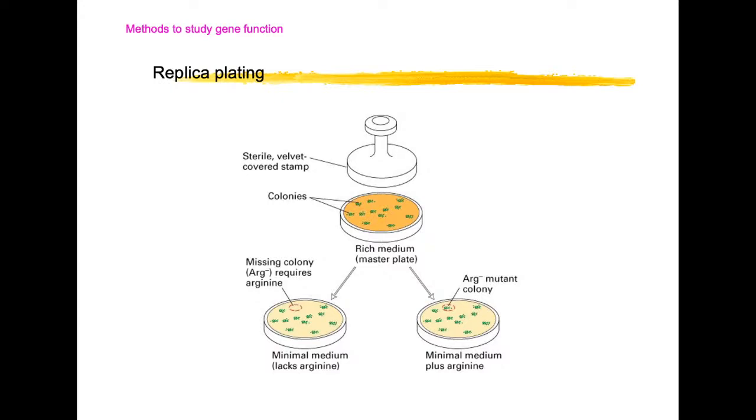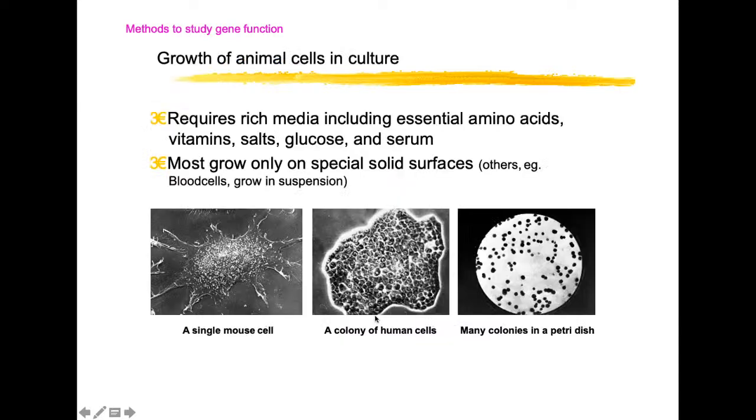This is the replica plating. You have a sterile velvet-covered stamp and your colonies on the rich medium, that is your master plate, and then you press it all over and transfer onto two media, one minus arginine, the other plus arginine. So you will see missing colonies on the minus arginine plate, which requires arginine, and here the rich medium with arginine shows the mutant colony. In this way you can have different things.